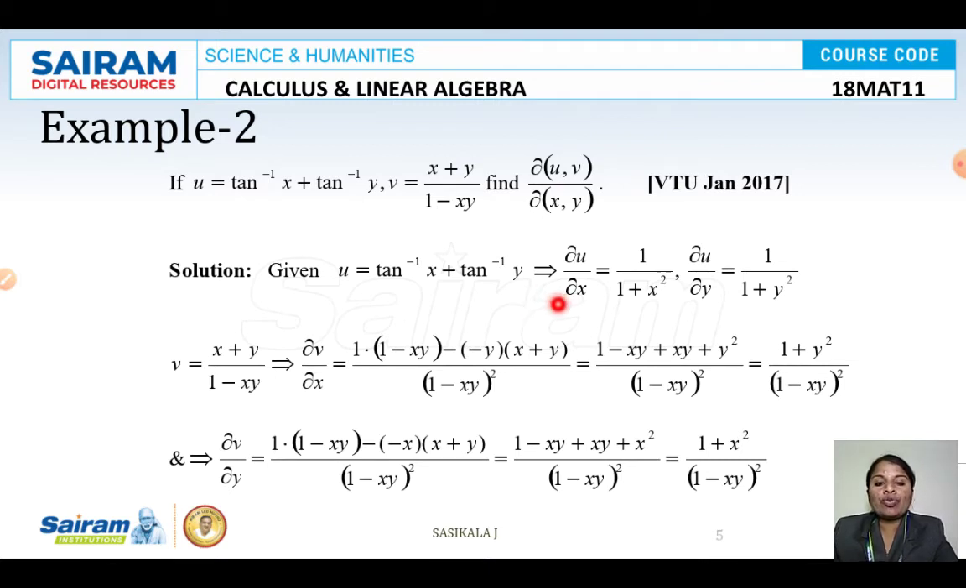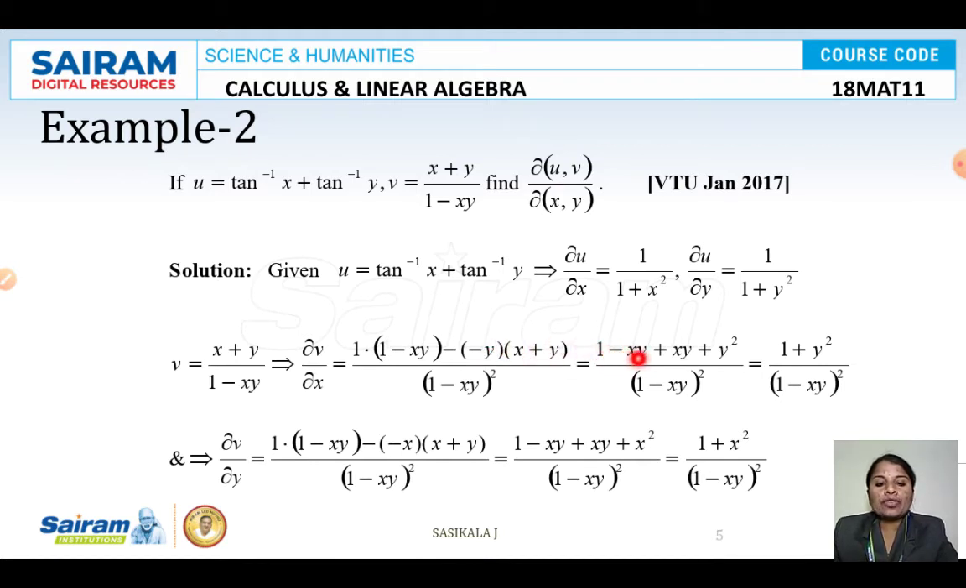So first find dou u by dou x. Tan inverse x gives 1 by 1 plus x squared. Tan inverse y alone will come next, 1 by 1 plus y squared. When it comes to the v function, x plus y by 1 minus xy, you have to apply the quotient rule, u by v. So dou v by dou x is the denominator into the differentiation of the numerator, which will be 1 into 1 minus xy, then minus the numerator x plus y into the differentiation of the denominator, which is minus y. So now what will happen?